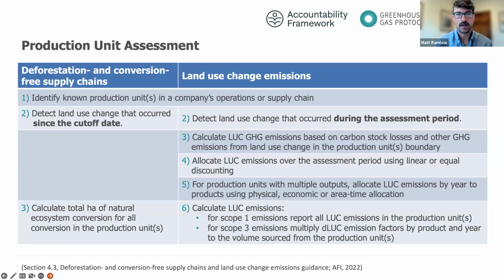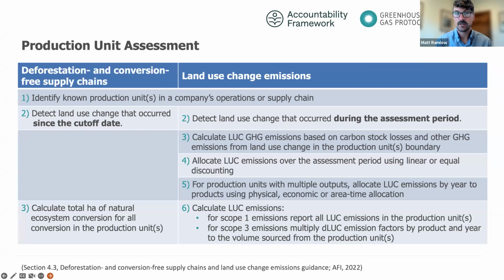On the D-free side, the next step would be to detect any land use change that is occurring within that production unit since the cutoff date. Again, just to note the difference here, for land use change emissions, this land use change would be detected during that 20-year assessment period instead. Finally, after companies detect any land use change after the cutoff date, they would then calculate the total hectares of conversion within those production units and report on that.